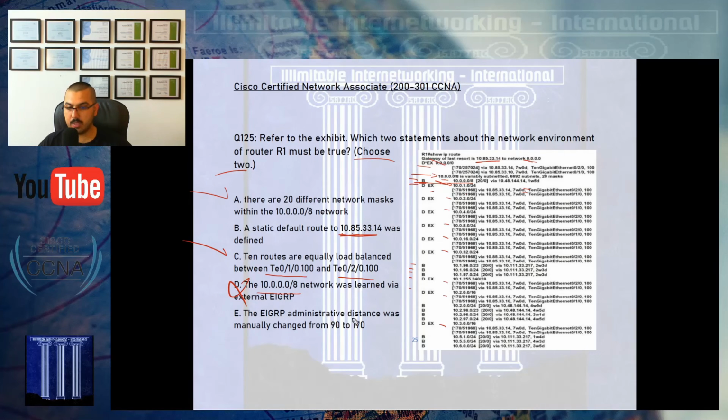EIGRP AD was manually changed from 90 to 170. You know that I did mention a lot of times before that EIGRP, which is the D guy, has an AD of 90. All of the routing table here is not mentioning 90 at all. It's all mentioning 170. That was because the external EIGRP by default has the AD of 170. So it's not manual, it's automatic. The external EIGRP has an AD of 170. So this one is incorrect. These two are correct. This one maybe I did not catch correctly, but these two will be enough to pass the question, and that should be enough.